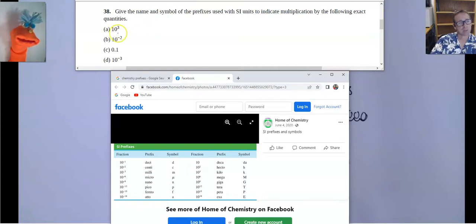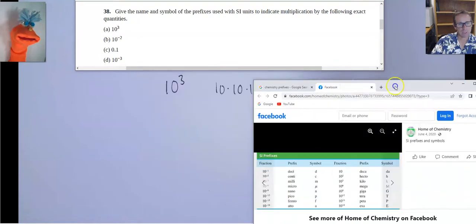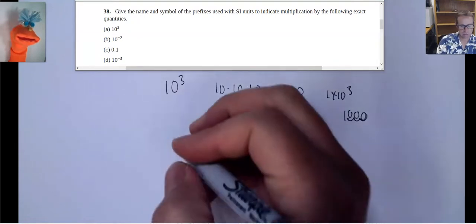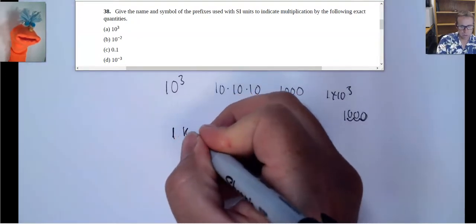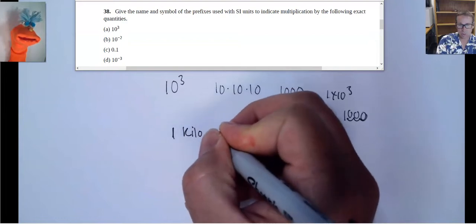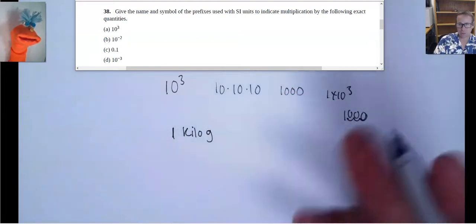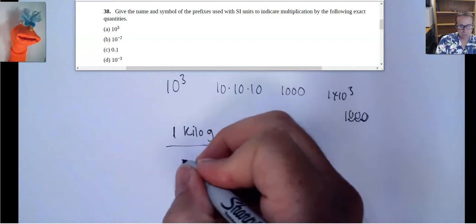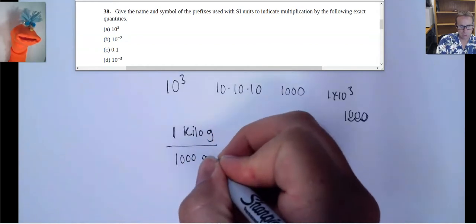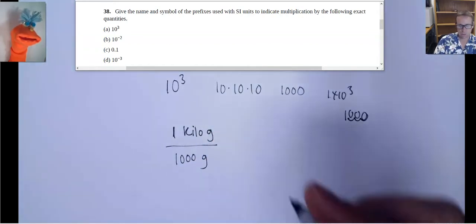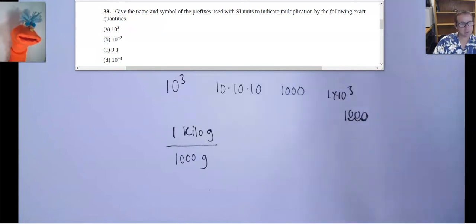All right. Let's write that down. Let's look at some other ones here. Because see, we have 10 to the third, kilo. We have 10 to the sixth, which is a mega. So 1 kilo, let's use grams because it's comfortable to have something there, is equal to 1,000 grams. All right? Yeah, there we go.